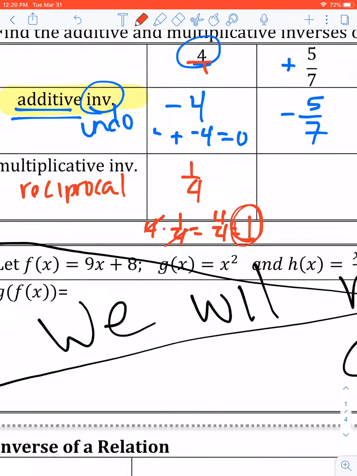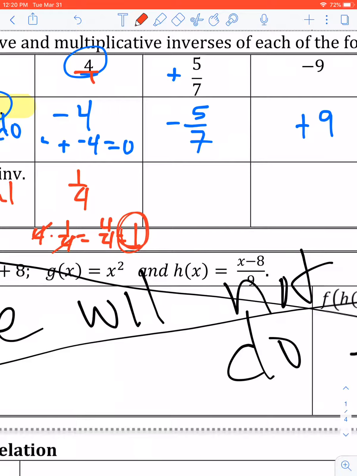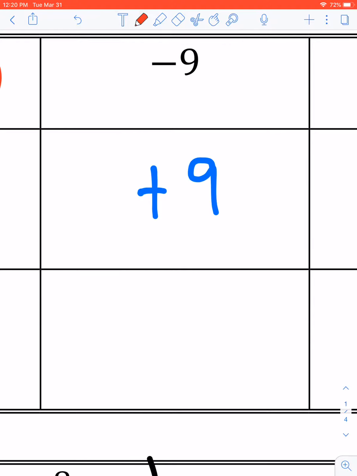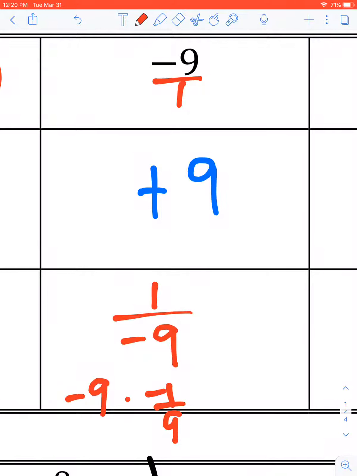So how do you undo multiplying by 5/7? You divide by 5/7, which is the same thing as multiplying by its reciprocal. So 7/5 is the multiplicative inverse of 5/7. What is the multiplicative inverse of -9? Well, it's -9/1, so -1/9 is its multiplicative inverse. If you're wondering why, -9 times -1/9 gives me -9/9, which is 1. In other words, they cancel.